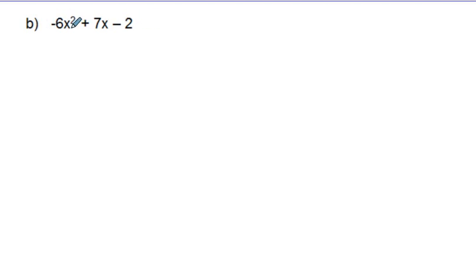Well, one thing I have here is I don't like to have this negative sign out front, so I'm going to rewrite this expression by putting a negative sign out front. So negative times what equals negative 6x squared? Well, it's going to be 6x squared. And then the negative times negative 7x is going to be 7x. And finally, we're going to have plus 2. So we factored out this negative sign.